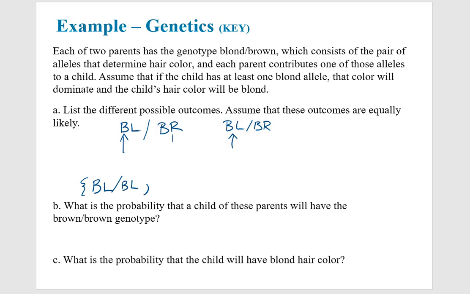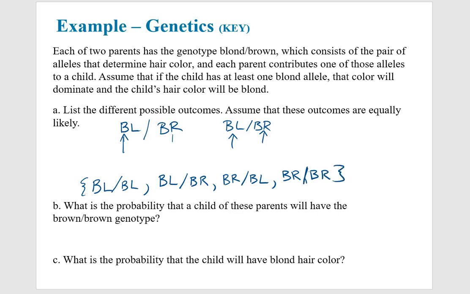Okay, what else could happen? You get blonde from the first parent, you could get brown from the second parent. So you could end up with blonde, brown. Then you could end up with the brown from the first parent, but blonde from the second. So you could end up with brown, blonde. Or you can end up with brown from both of the parents.